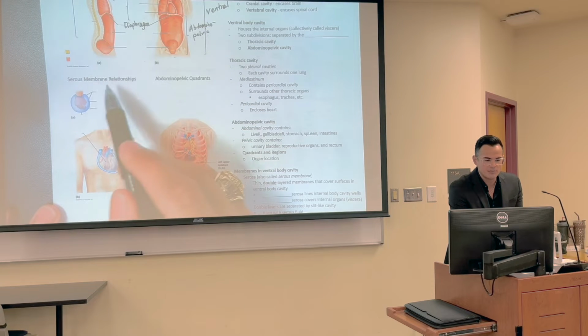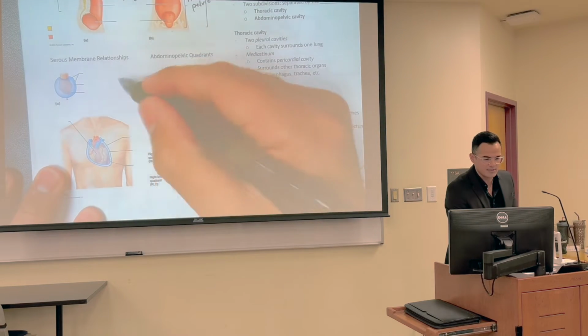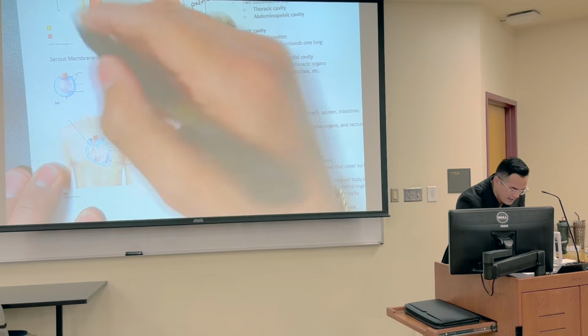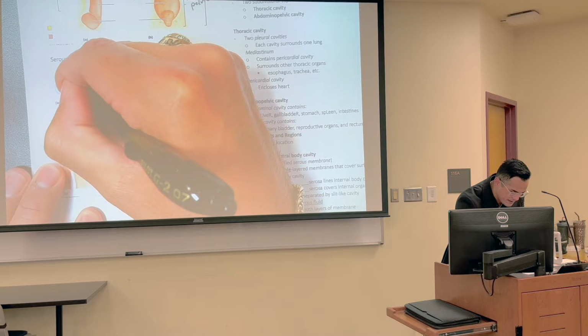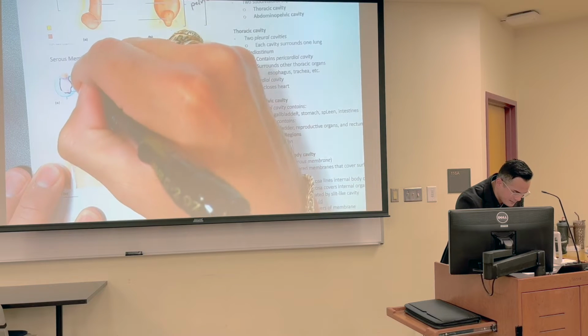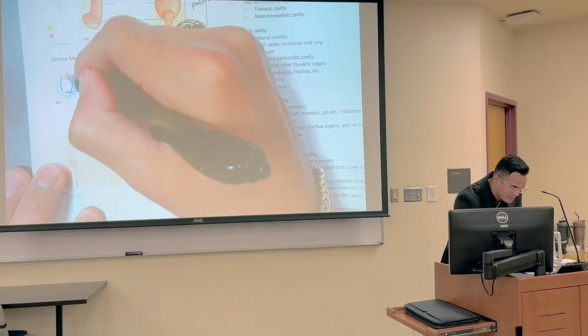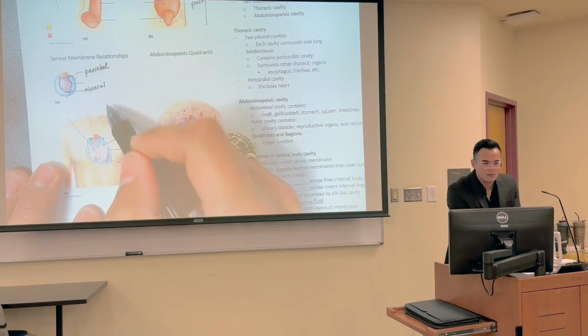The relationship between the serous membranes. If I put my fist into a balloon, this balloon is going to be filled with some water. That inner lining that's directly surrounding my fist, that is going to be the visceral layer. And then the part where it folds on itself, see how it's folding on itself right there? That is the parietal layer.